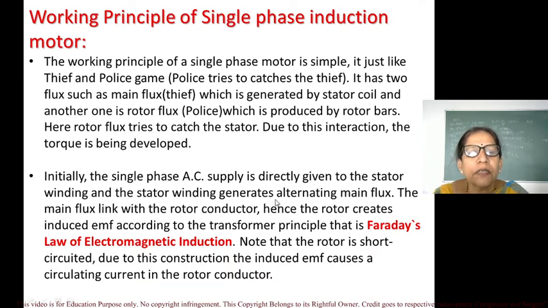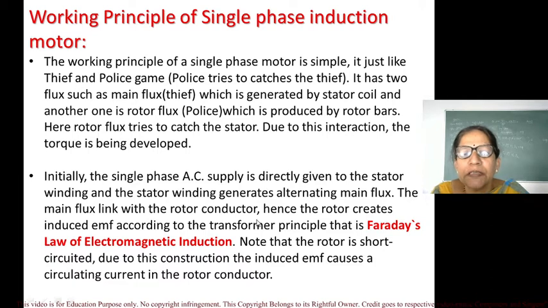So, how does the motor work? When we connect a single phase AC supply to the stator winding, it will produce an alternating flux, that is the main flux. This main flux produced by the stator winding will link with the rotor conductor through the air gap. As this stator flux cuts the rotor conductor, the rotor creates an induced EMF according to the transformer principle.